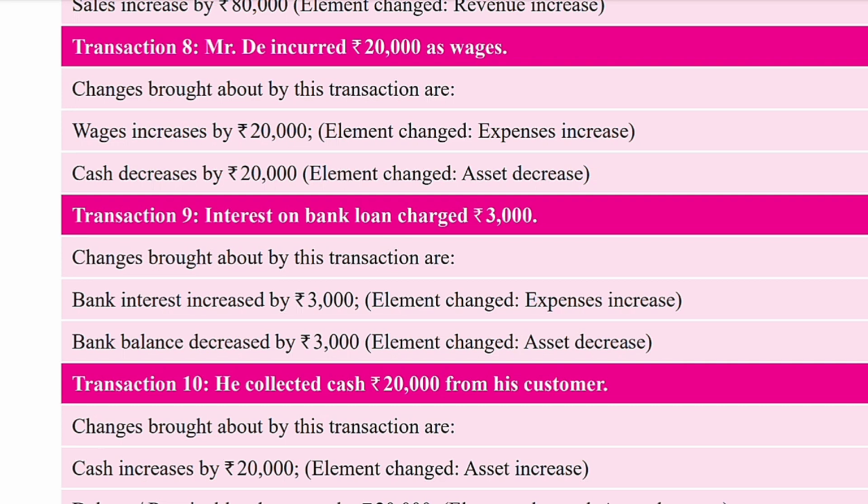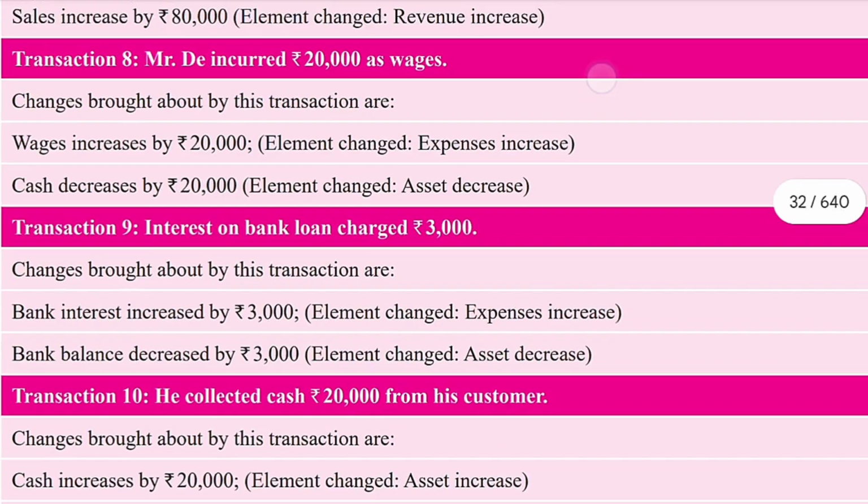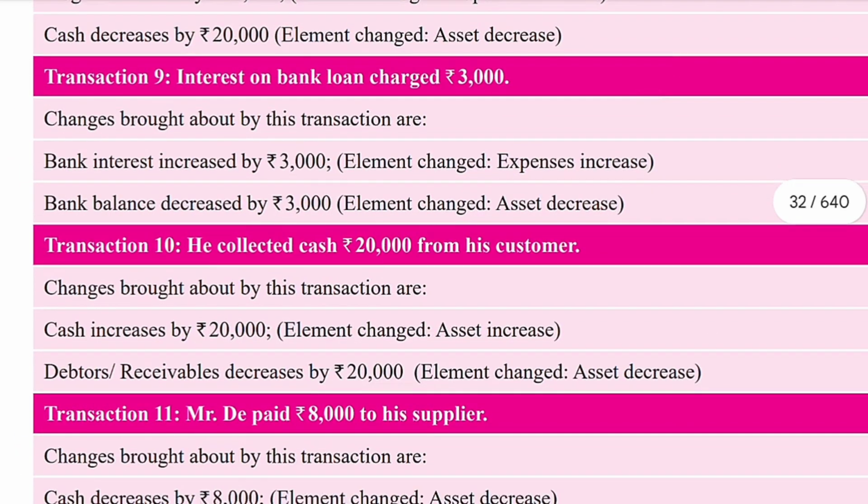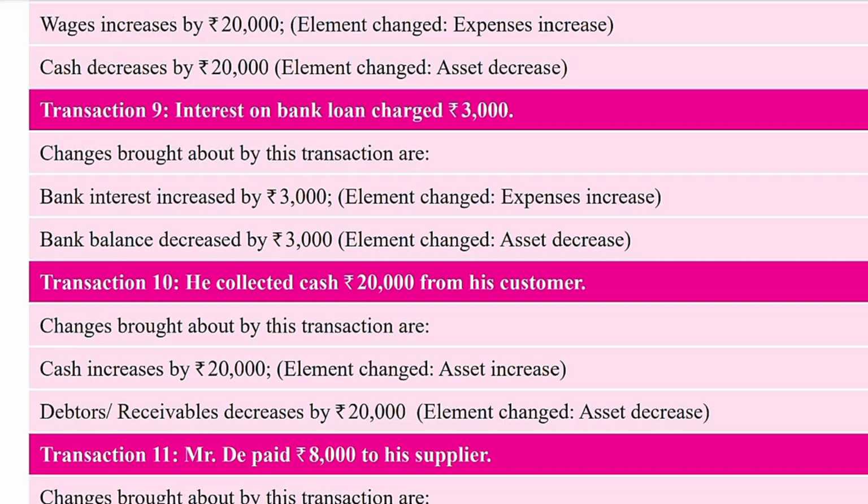And we are paying wages, right? When we are paying wages, in what form do we pay? Cash, of course. So cash is decreasing, asset is decreasing. Transaction 9. Interest on bank loan charged rupees 3,000. So the bank loan interest is an expense, right? Bank loan interest is an expense, increased. Bank balance decreased by 3,000.